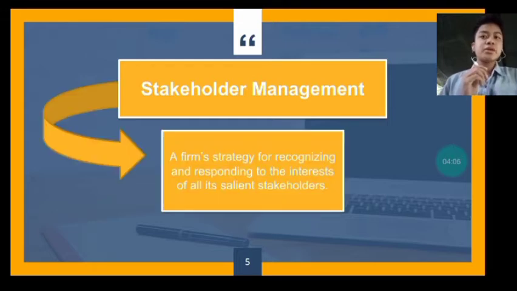When we say stakeholder management, it is a firm's strategy for recognizing and responding to the interests of its salient stakeholders. It's all about managing the expectations of anyone that has an interest in the organization. So examples of stakeholders are the customers, sponsors, employees, and creditors.